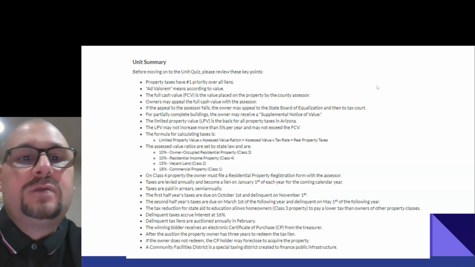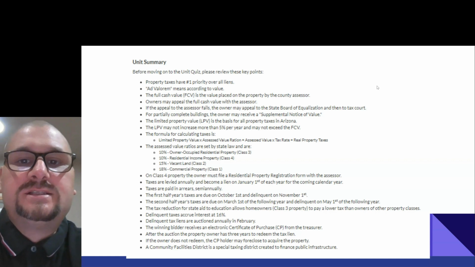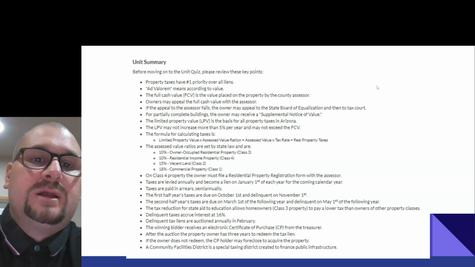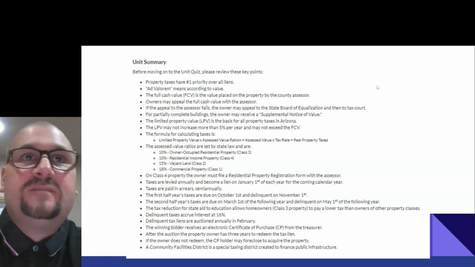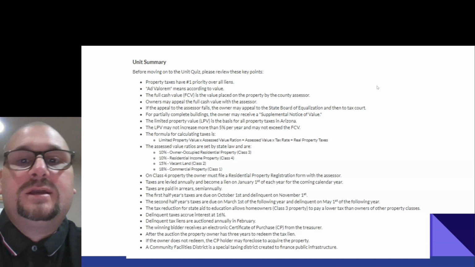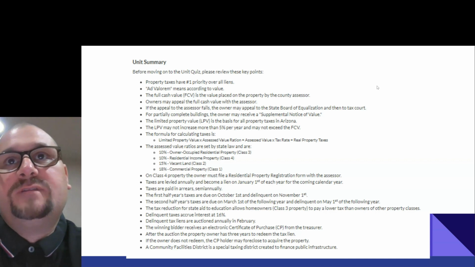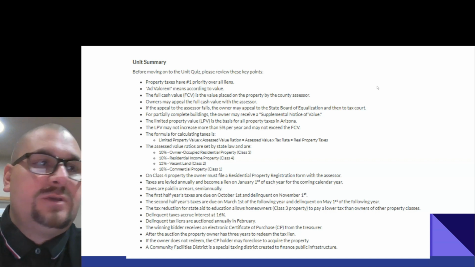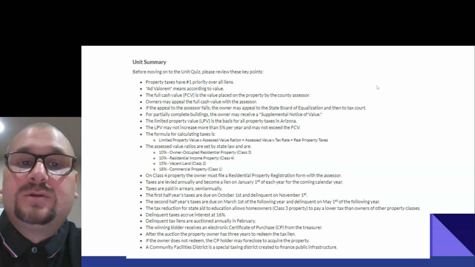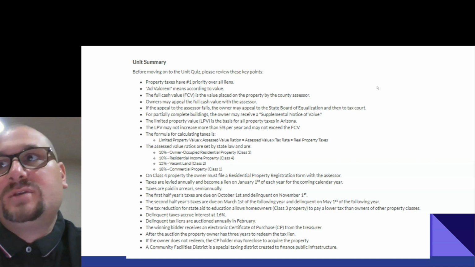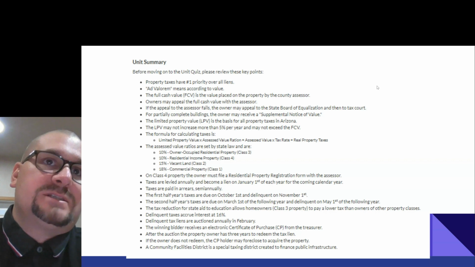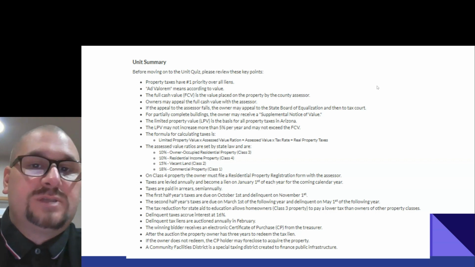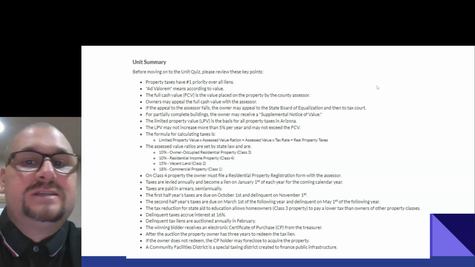The limited property value, LPV, is the basis for all property taxes in Arizona. The limited property value may not increase more than 5% per year and may not exceed the FCV, full cash value. That's why you typically see a steady increase in your property taxes. It'll go up, but it shouldn't go up more than 5% per year, and it may not exceed the full cash value.